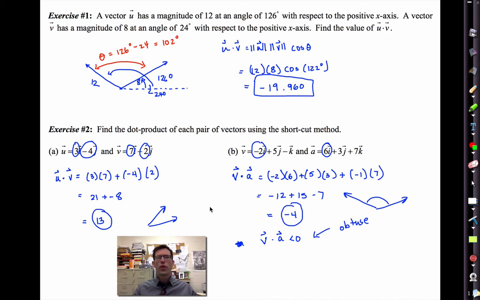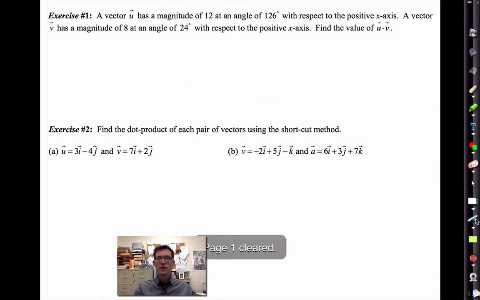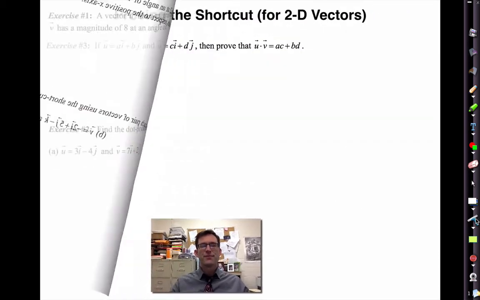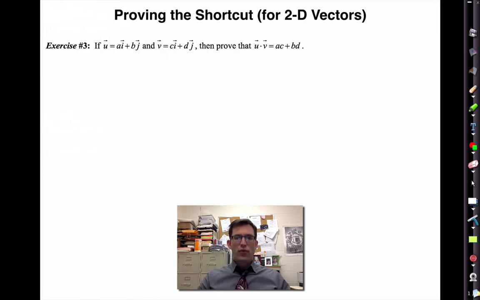Shortcut method, really cool. Multiply all the components together and then add them. Simple. I'm going to clear it out, so copy down anything you need to. Here we go. And let's move on. Oh, proving the shortcut for 2D vectors.